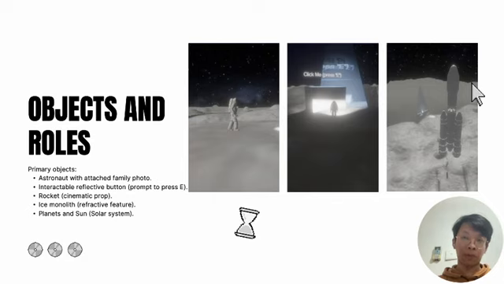The ice monolith is a transmissive refractive element that captures light and creates a subtle focal point in the middle ground. Planets and Sun are modular planet nodes in orbit, offering an enormous scale as the camera pulls back, while the bloom on the Sun shows the cinematic.